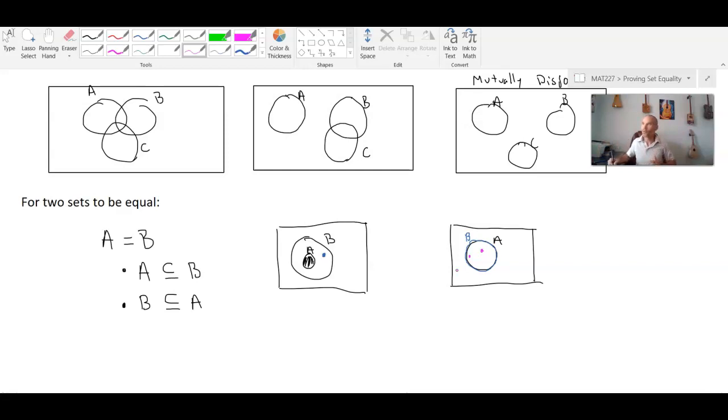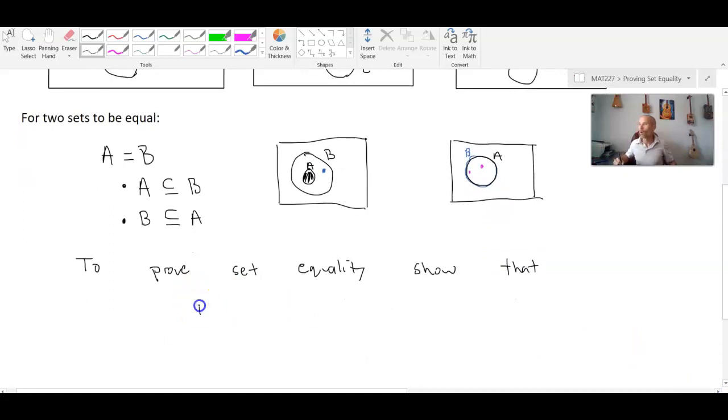So whenever we prove set equality, show that 2 things take place. One, that all of the elements in A are also inside of B, and 2, show as well that all the elements in B are also inside of A.